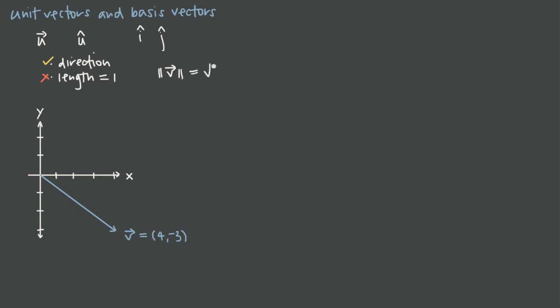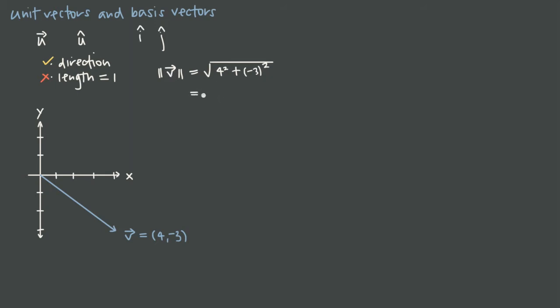So the length of v, to find it, we're going to take the square root of the sum of the squared components of v. In other words, I just take the components of v, 4, -3, and I square each of them individually. So 4 squared, and I'll have -3 squared. Then I add those together, and then I take the square root. This formula here is always going to give me the length of the vector.